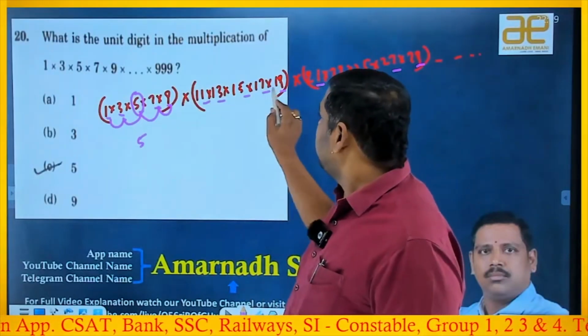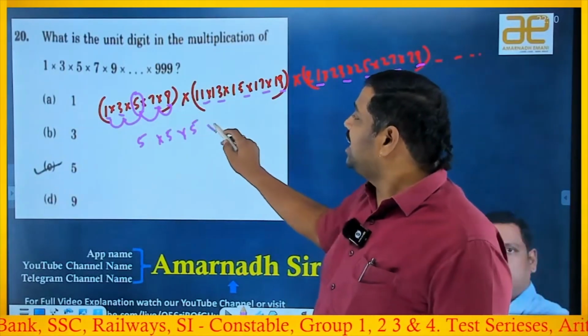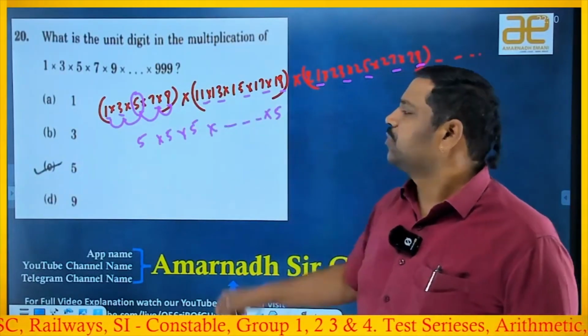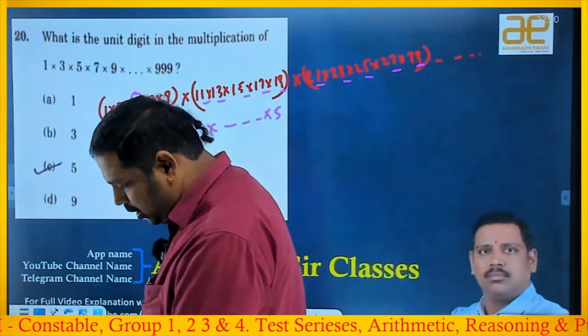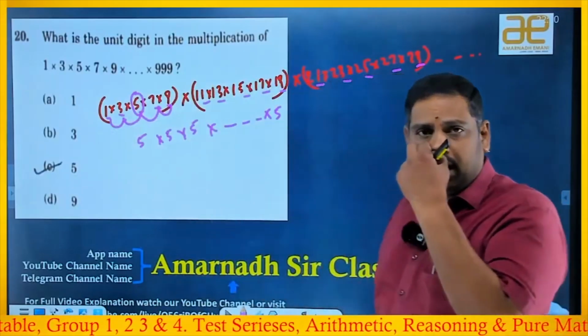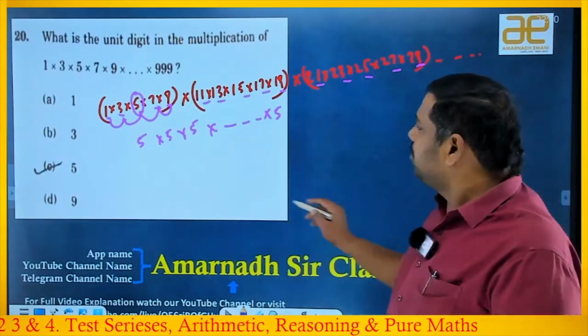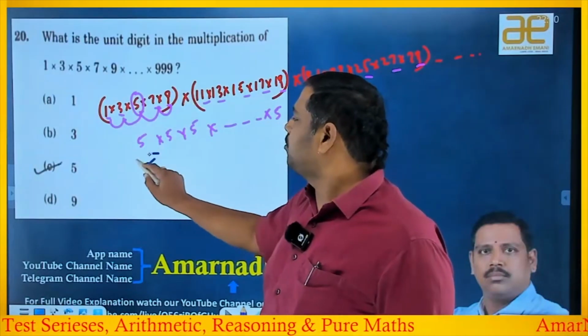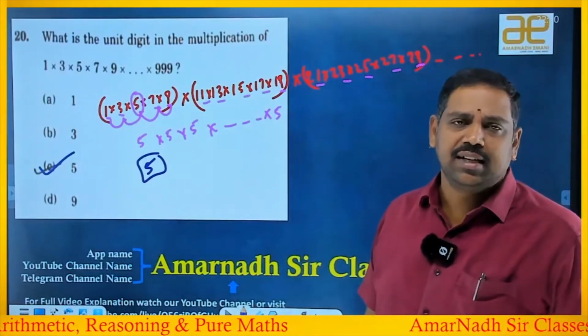The same will be here also: 5 only. Till the end, all you will get is 5 only. And the periodicity of 5 is 1, which means you always get the same units place. So 5 into 5 into 5 also gives a units place of 5 only. So the answer is which option? C is the answer. Got it?